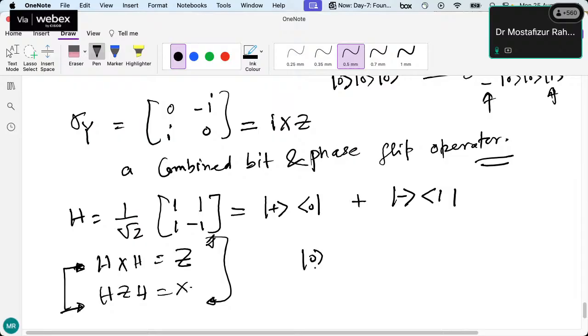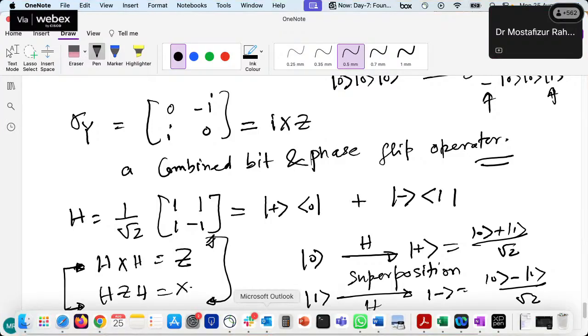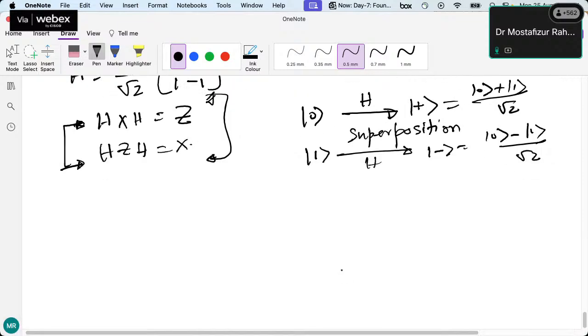And in general, if you apply a Hadamard gate on top of the 0 state, you get the plus state. That means the purpose of the Hadamard gate is to create superposition, because this equals 0 plus 1 by square root 2. Similarly, if you apply the Hadamard on 1, you will get the minus state, 0 minus 1 by square root 2, right? Then let us define the measurement operator, and we'll give a break of 5 minutes. So quickly define the measurement operator.